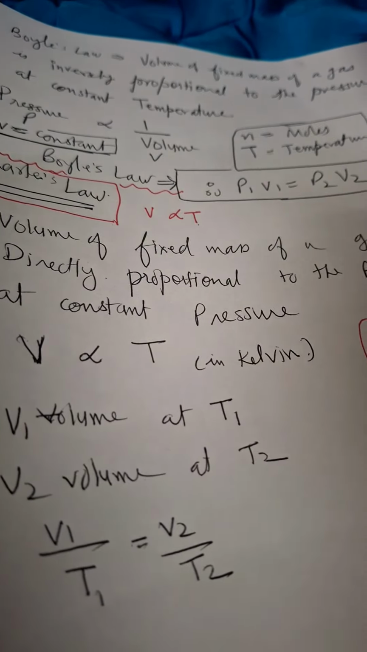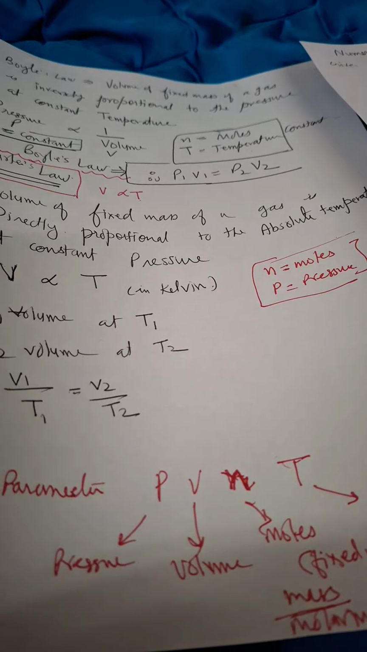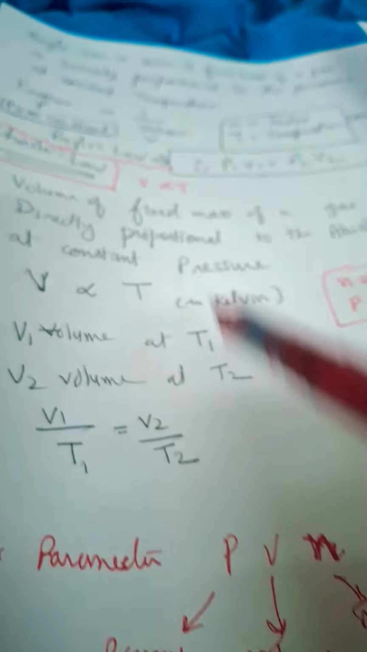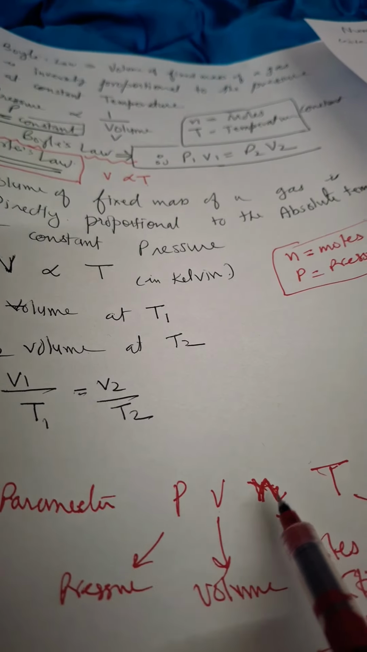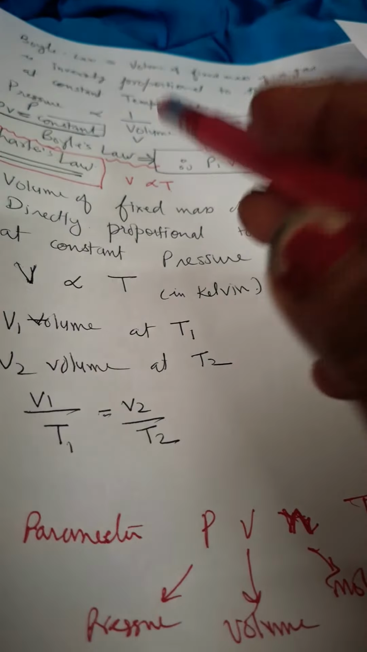Okay, what I explained here: there are 4 parameters, pressure, volume, number of moles and temperature. So when we relate P and V, at that time n and T are constant. So pressure is inversely proportional to volume. Okay, so this is Boyle's law.